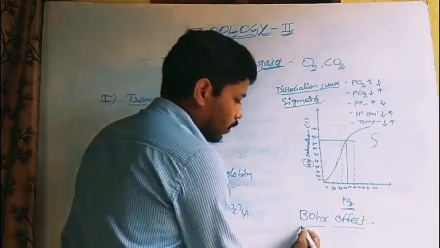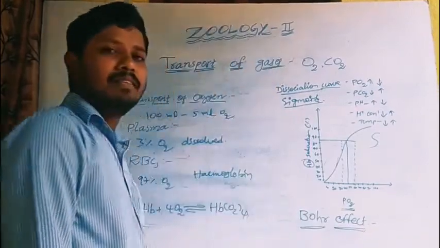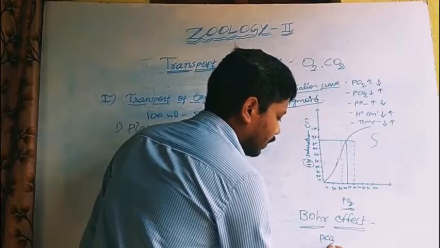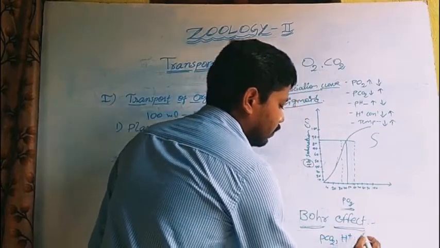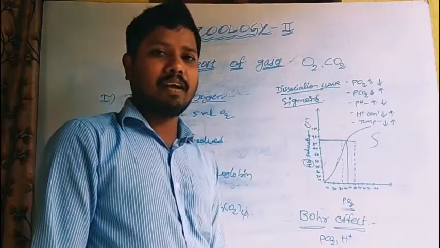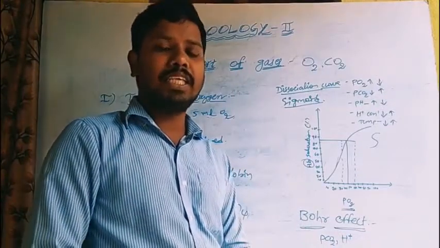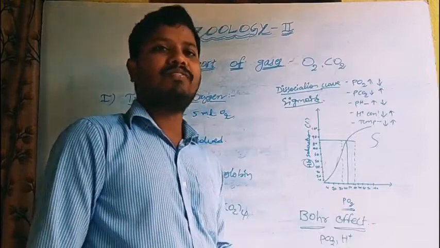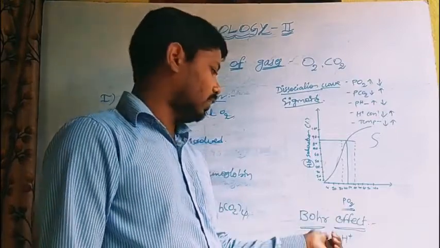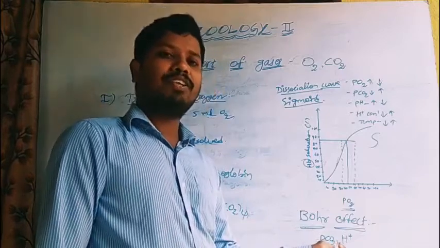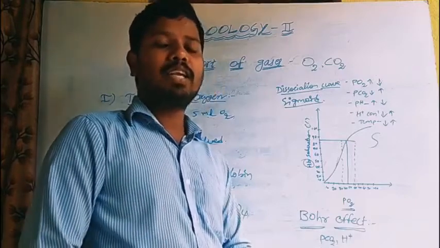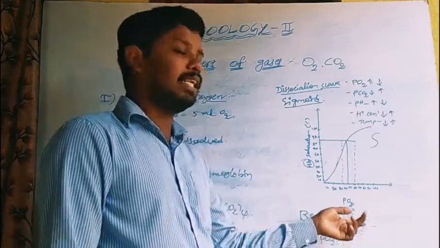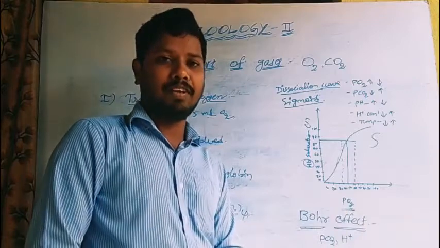Next one, Bohr effect. The effect of partial pressure of carbon dioxide and hydrogen ion concentration on oxygen affinity with hemoglobin is called the Bohr effect. It is also called the Hamburger effect.